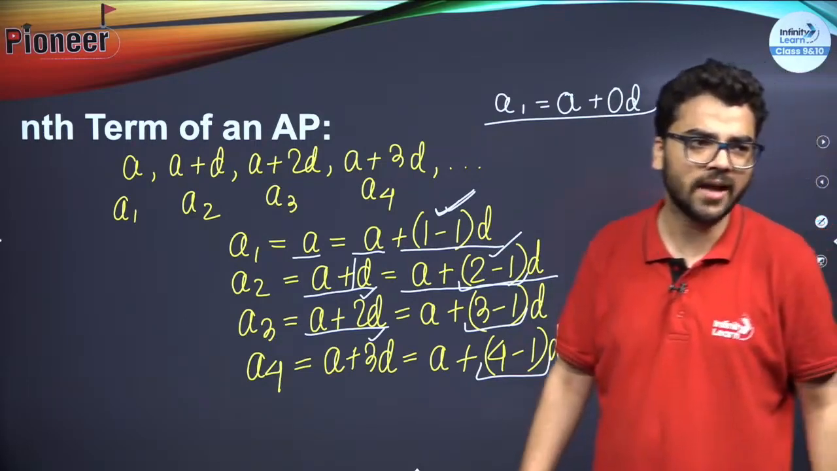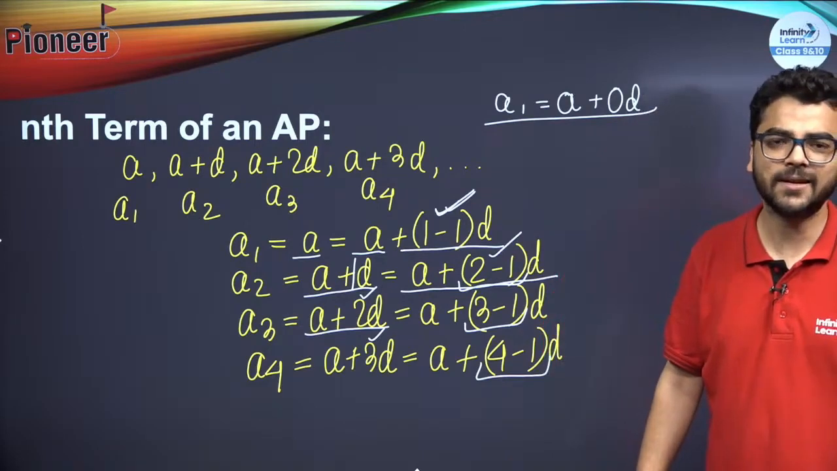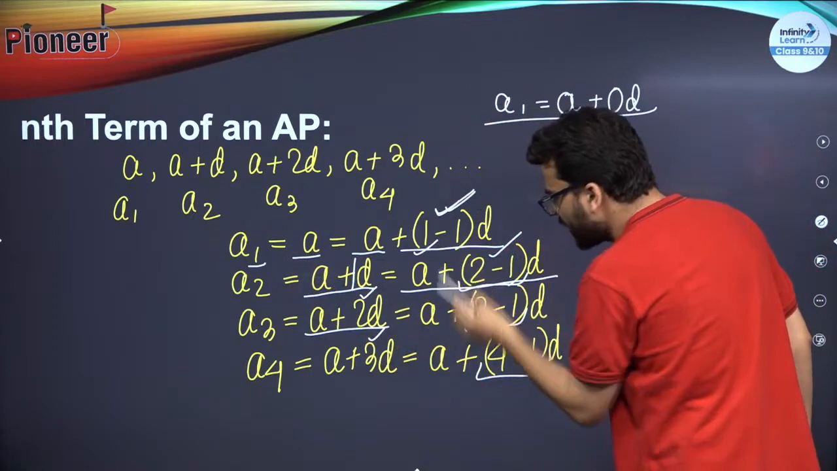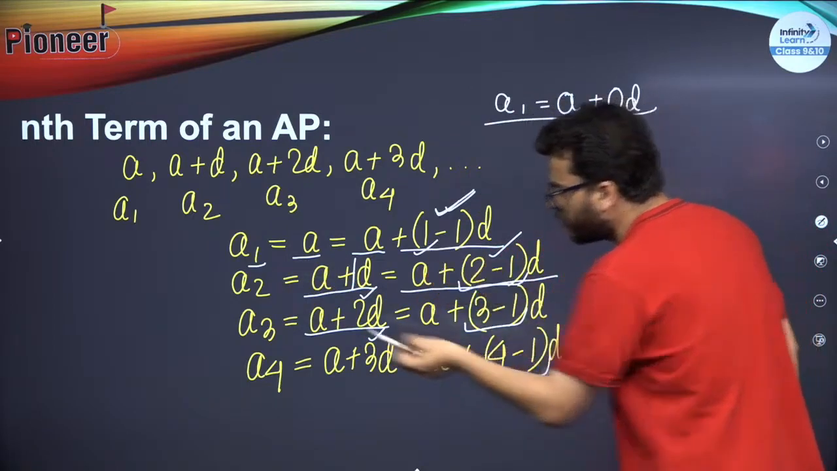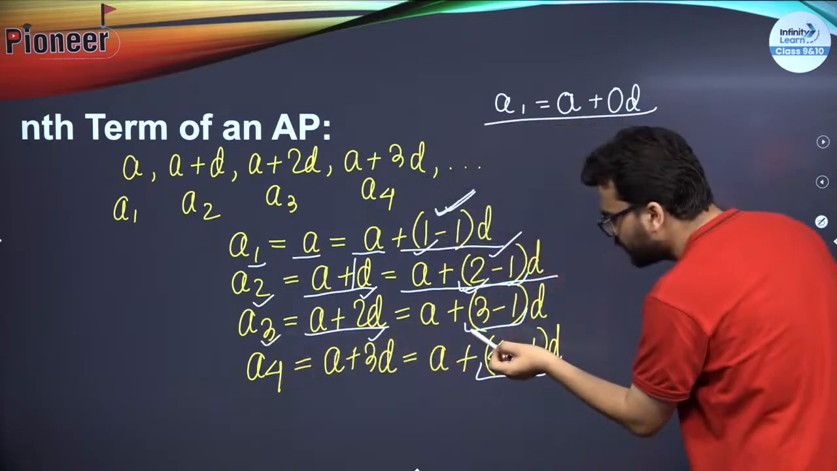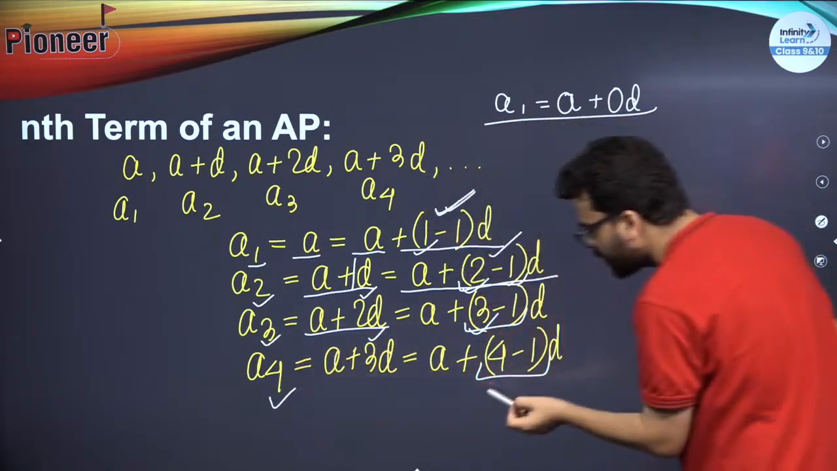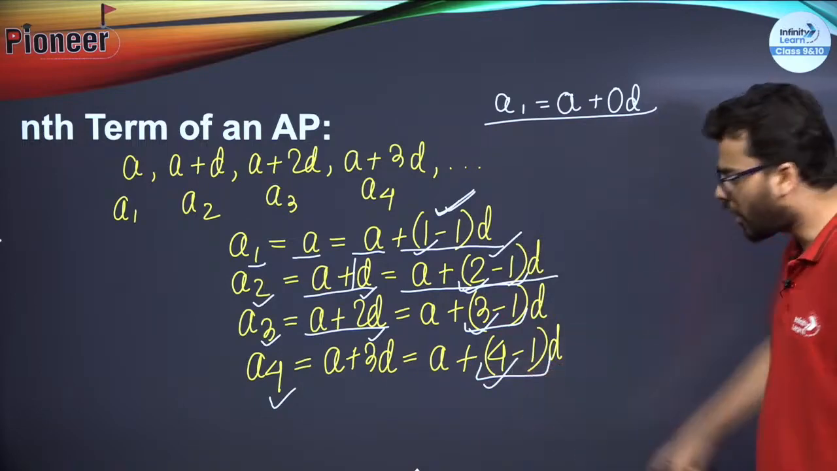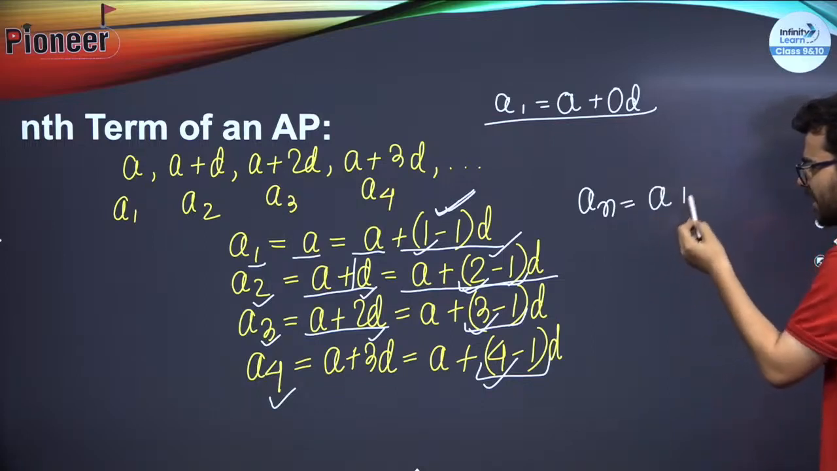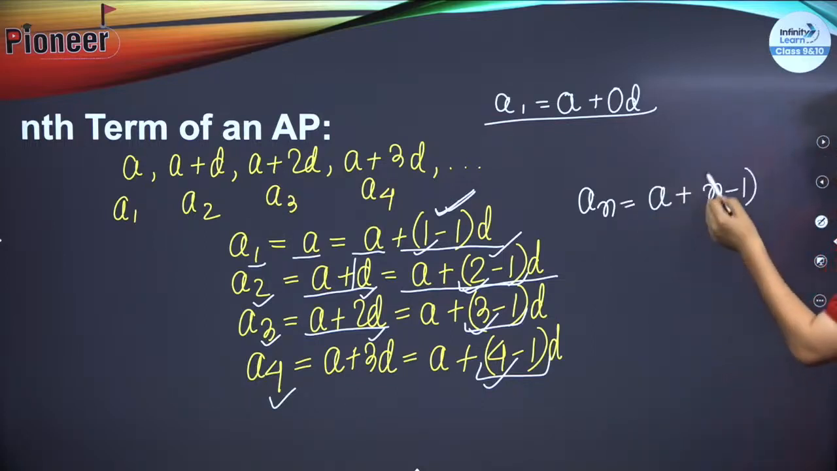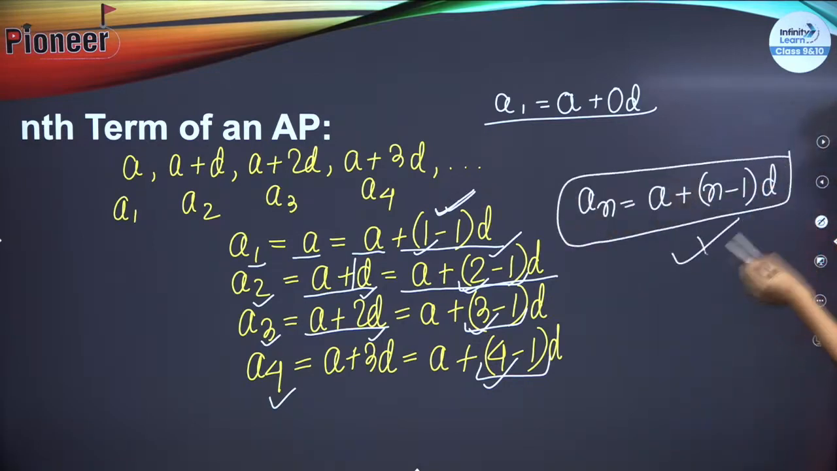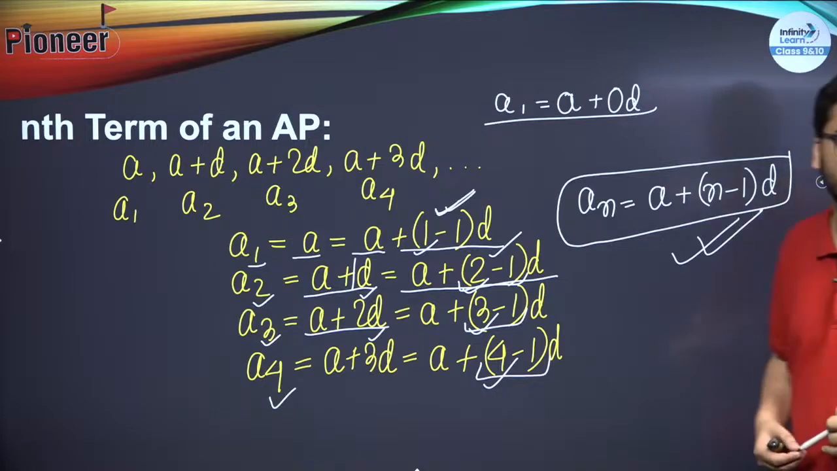Dharni, Dharan, Kunal, Shweta, Manav, Ayush. Is it clear? So basically you see, if it is the first term, it is 1 minus 1 into d. If it is the second term, 2 minus 1 into d. If it is the third term, 3 minus 1 into d. If it is the fourth term, 4 minus 1 into d. So what does it mean? If I want the nth term, an, will it be a plus n minus 1 into d? Tell me, do you agree with me, guys? So therefore the formula to find the nth term of an AP is a plus n minus 1 into d.